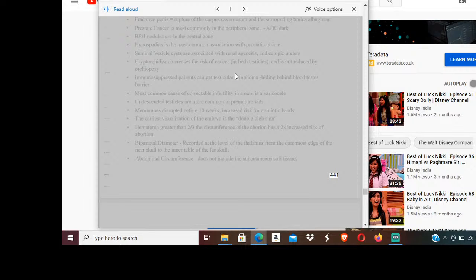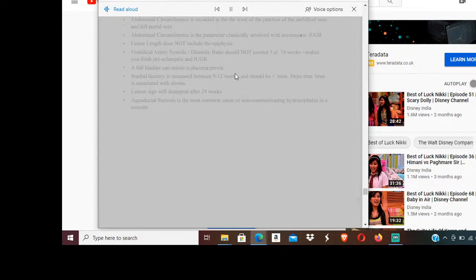441. Abdominal circumference is recorded at the level of the junction of the umbilical vein and left portal vein. Abdominal circumference is the parameter classically involved with asymmetric IUGR. Femur length does not include the epiphysis. Umbilical artery systolic to diastolic ratio should not exceed 3 at 34 weeks. Makes you think preeclampsia and IUGR. A full bladder can mimic a placenta previa.